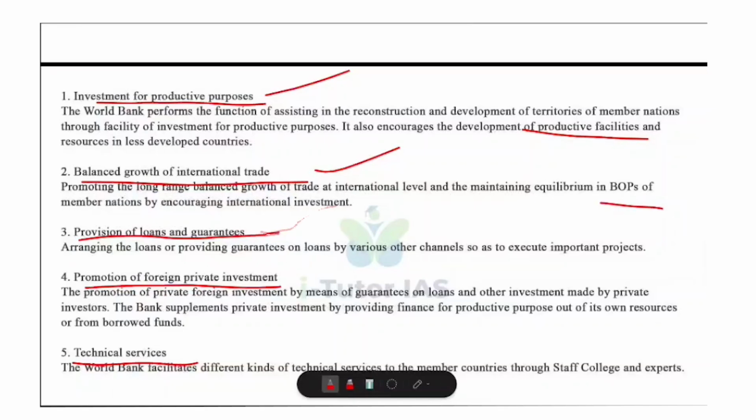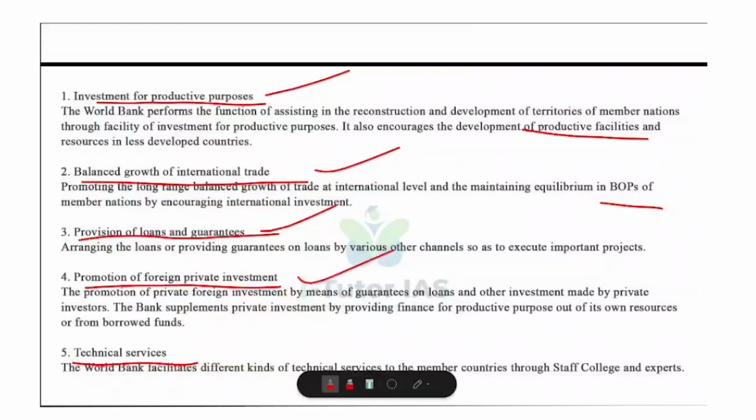Then, provision of loans and guarantees. That means it provides loans directly from its own funds or through borrowed capital. It gives loan guarantees to reduce risk for investors and promote large-scale projects. For example, guaranteeing a private company's loan for a major infrastructure project is an example.